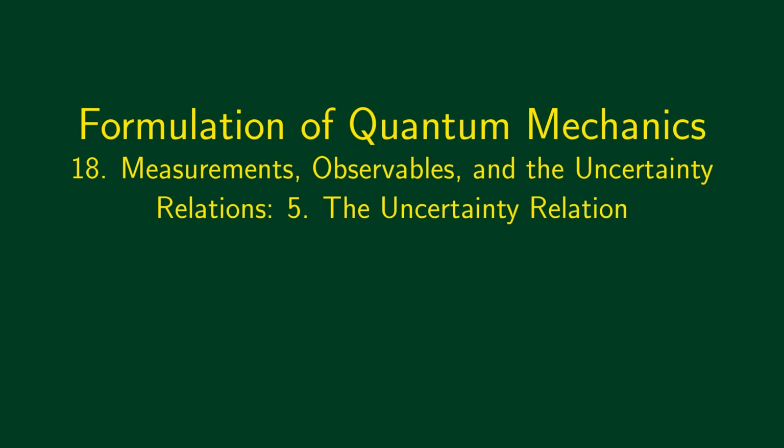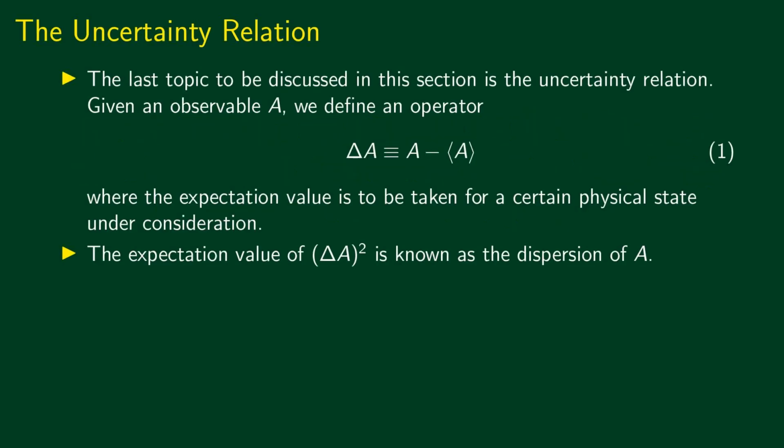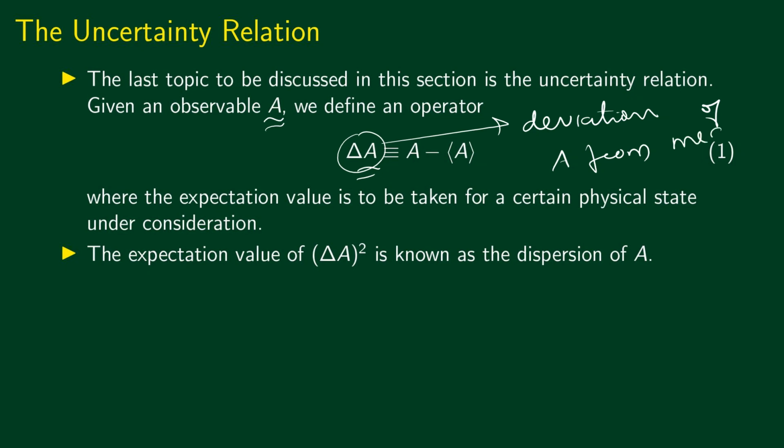We have discussed compatible and incompatible observables. Now let's discuss the uncertainty relation. For an observable A, we define an operator delta A equal to A minus the expectation value of A, or A minus the average value of A. So this operator delta A gives us the deviation of A from its mean value, or average value.